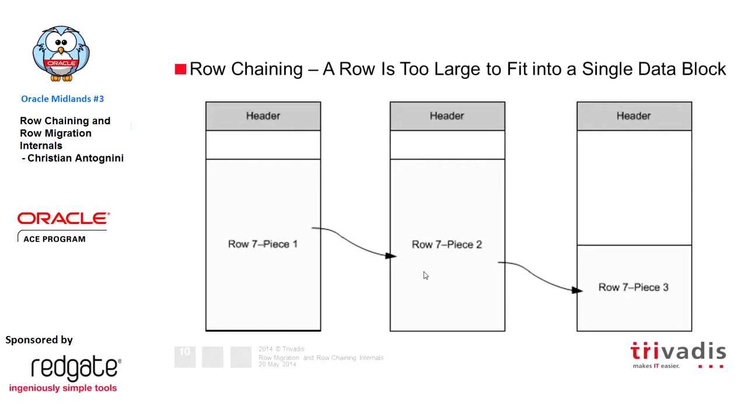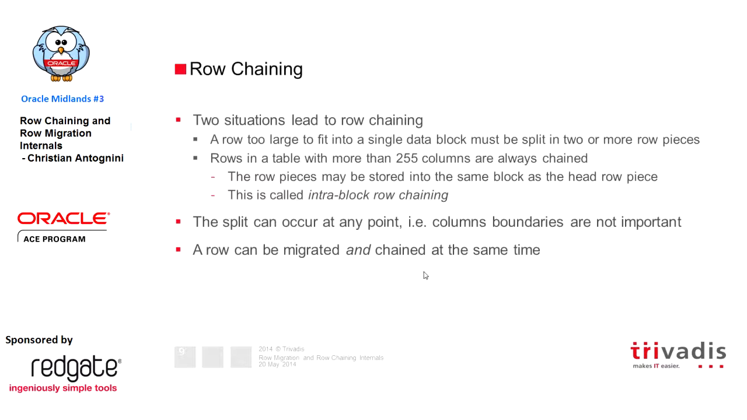So typically when you are seeing row chaining, that means you have a row which is split in several pieces. Here I have 3 pieces, so the row starts somewhere, continues somewhere else, and ends in a third block. This is the first kind of chaining.